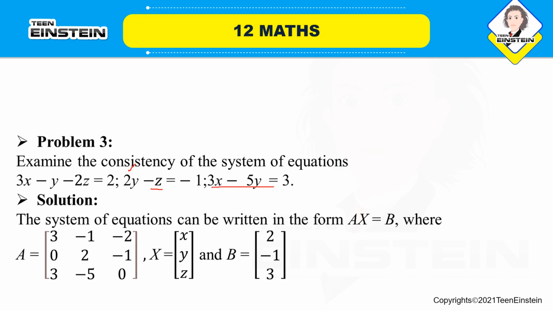Next, what about the third row? What are the coefficients of x, y, z from the third equation? Coefficient of x is 3 and coefficient of y is minus 5. Coefficient of z is 0 because z is absent. So what is your coefficient matrix A? 3, minus 1, minus 2, 0, 2, minus 1, 3, minus 5, 0. X is the unknown values column matrix: x, y, z. B is the right hand side values 2, minus 1, 3.